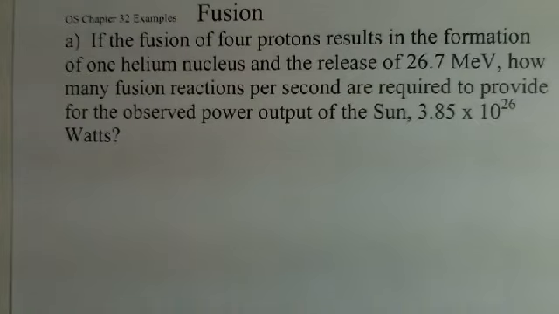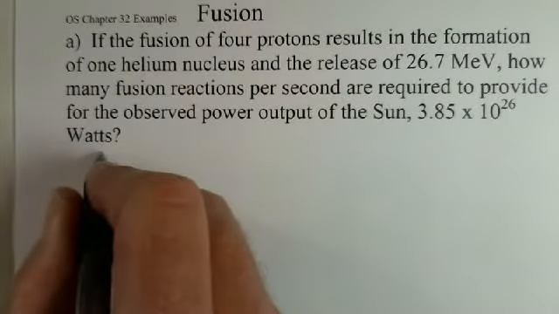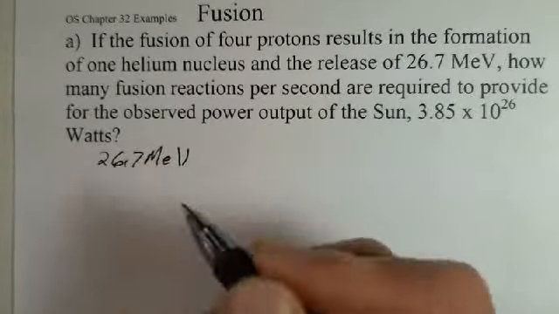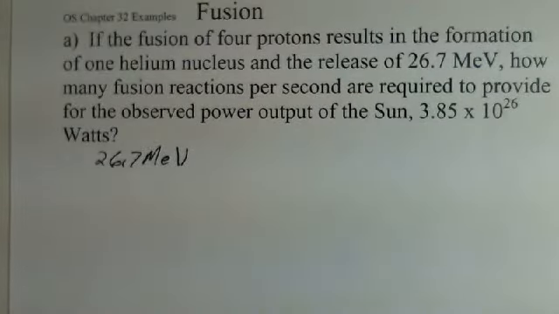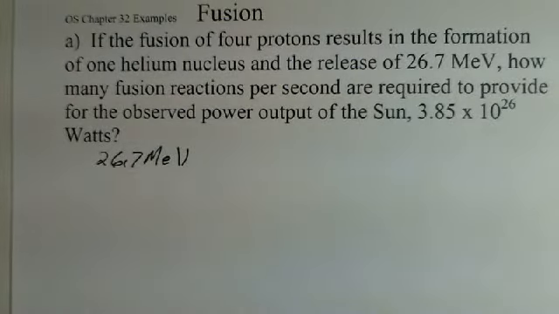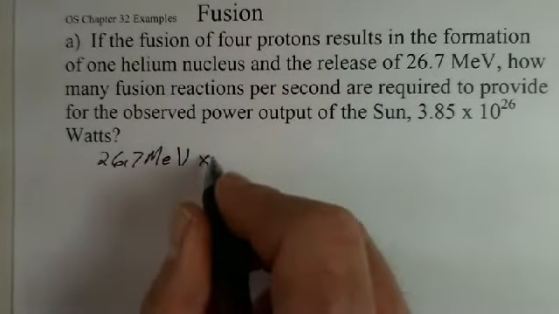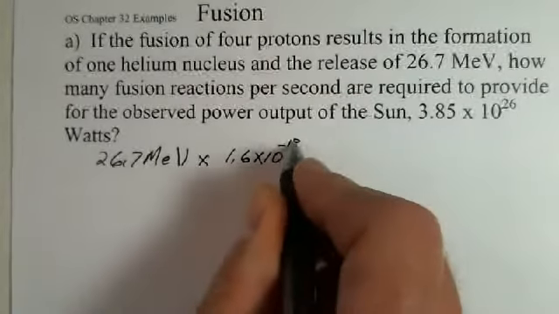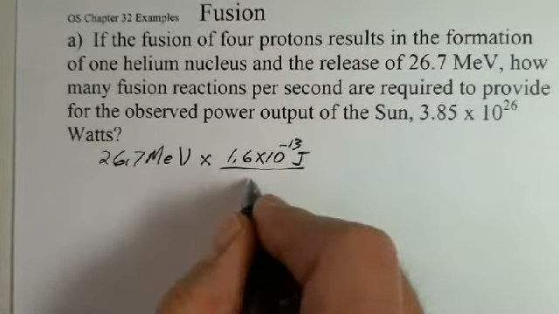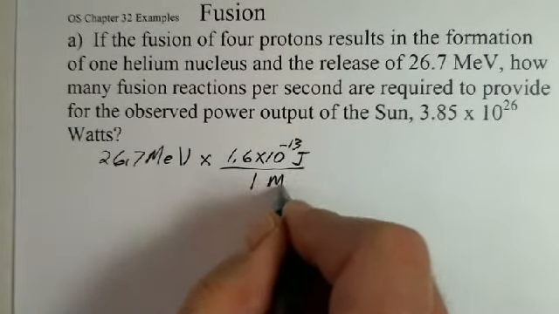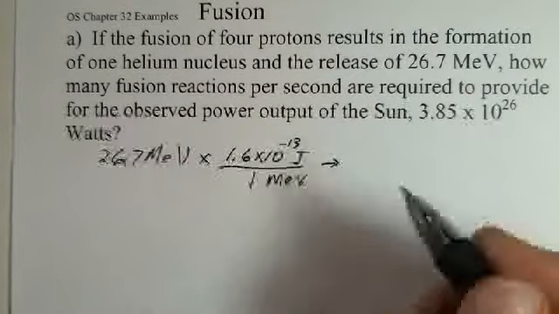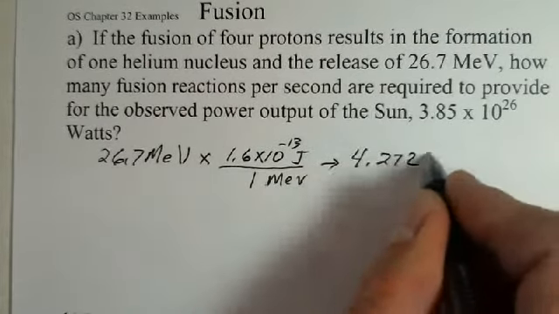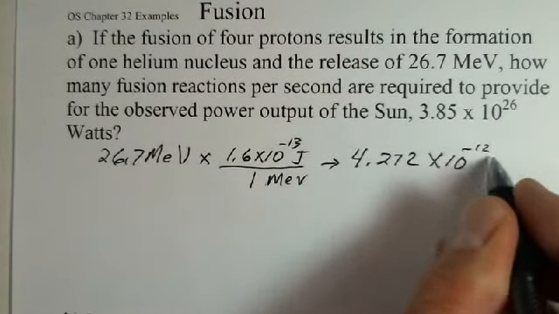Well, we can work with this energy, 26.7 MeV. Let's find out how many joules are released in one fusion reaction. Let's convert the MeV to joules. 1.6 times 10 to the minus 13 joules is 1 MeV. And that tells us that from one fusion we get 4.272 times 10 to the minus 12 joules.